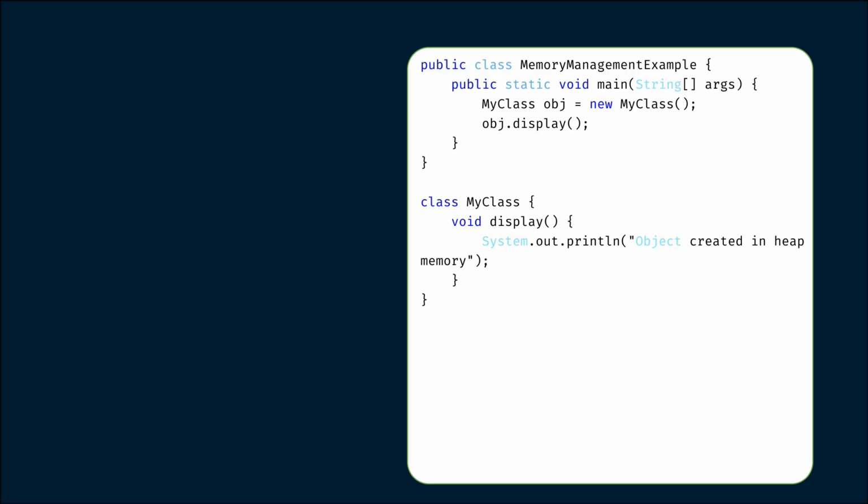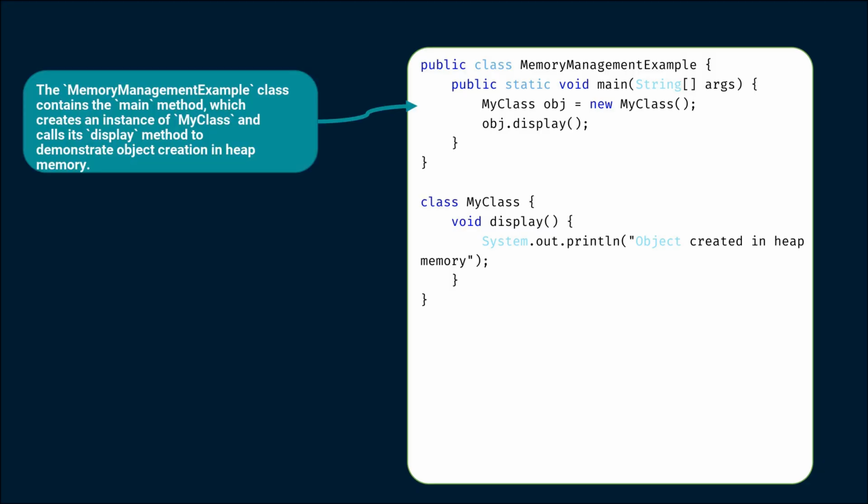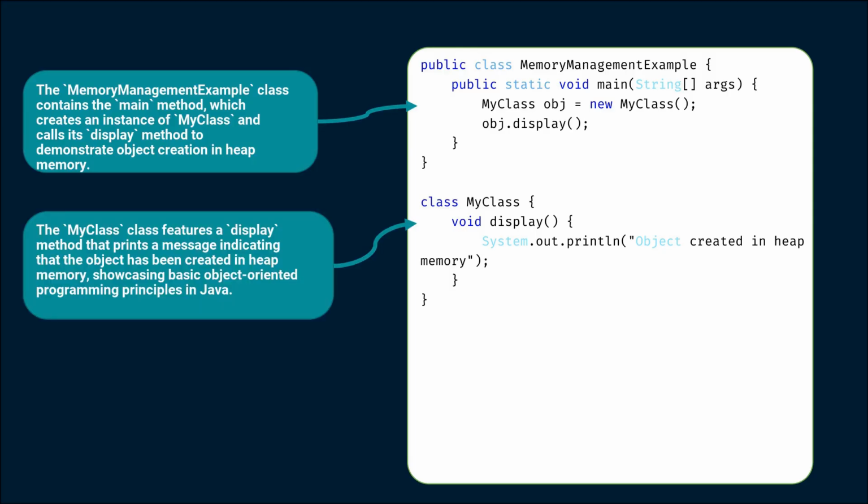Now let's take a look at a practical example of Java memory management through our memory management example class. In this demonstration, we create an instance of myClass within the main method. When we execute new myClass, a new object is allocated in heap memory, exemplifying how Java dynamically manages memory allocation for objects. The obj variable residing on the stack holds a reference to this heap-allocated object.